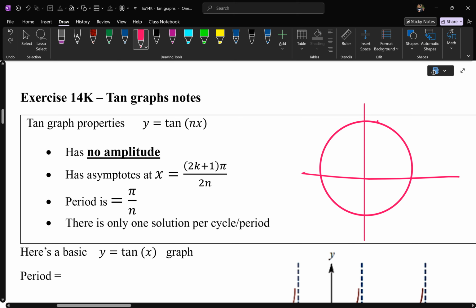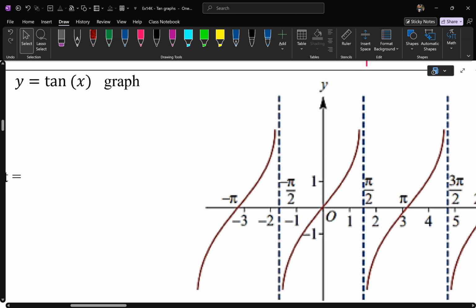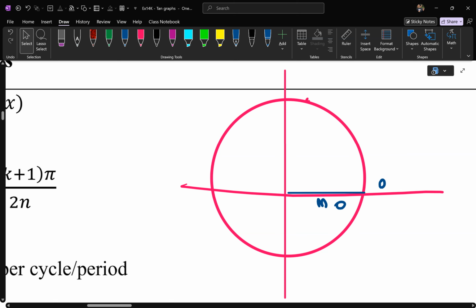Now let's have a look. Tan represents what again? X, Y, or gradient? Gradient. Now, when you start off at 0, what gradient is this line? What's the gradient of this line? 0. So you start off at 0. Does that make sense? That's why the graph starts off at 0. See right there? When it's 0, it starts at 0. But then let's have a look at what happens.